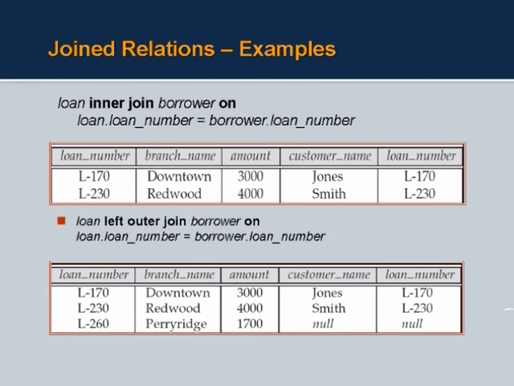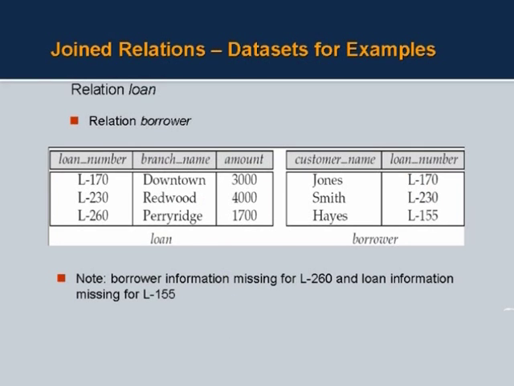Before we get into outer join, the normal join is also called inner join. And you can use the syntax we saw before, select star from loan comma borrower, where loan.loan_number equal to borrower.loan_number. That would give this table here. So what happened? L160, which did not have a matching borrower, vanished. And then that borrower Hayes, whose loan number was missing here, these two rows have vanished from the result. So only the other tuples are present. Okay, so that is a normal join.